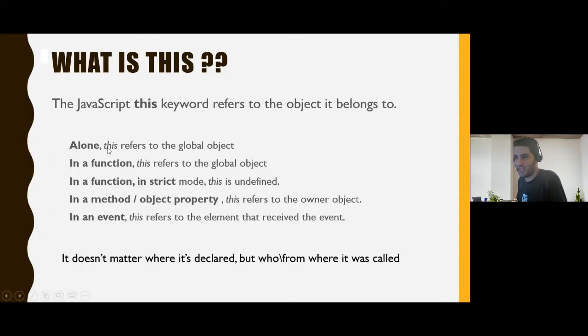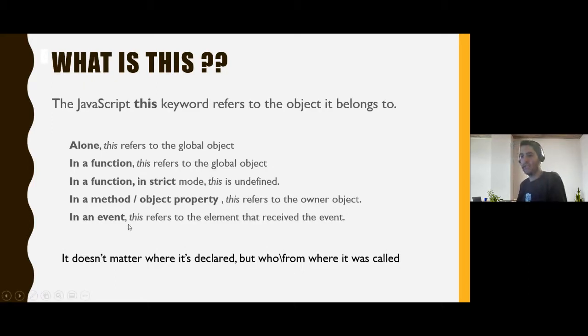So alone, when you just do this, it will always refer to the global scope. Inside a function, it will also refer to the global scope. But when we are in strict mode, and I want to remind you that in most cases we are in strict mode, when we do this dot in a function, it's going to be undefined. When we have a method, let's say as an object property, let's say I have an object obj, and inside I call this, so this is going to be the object itself.